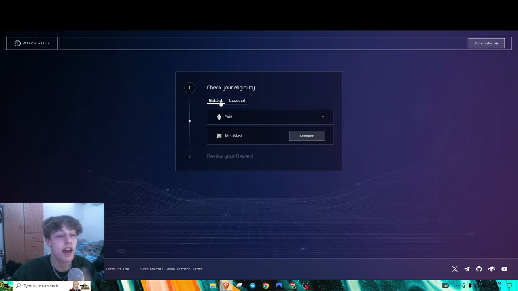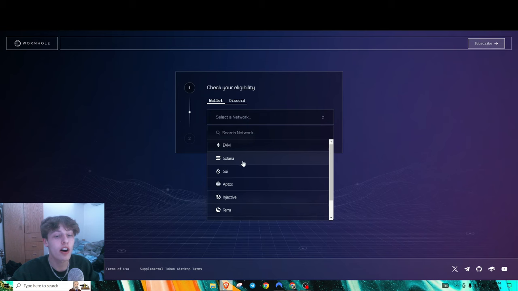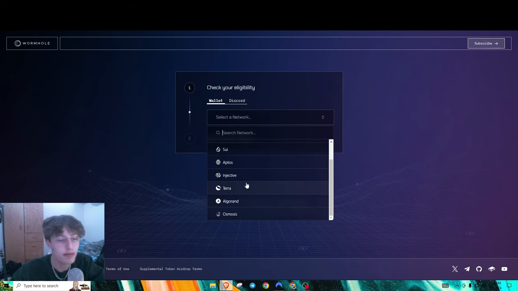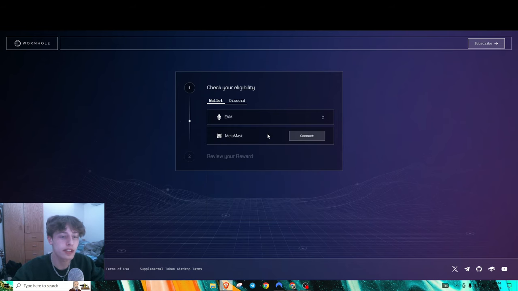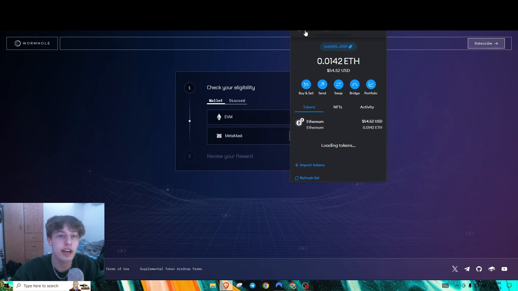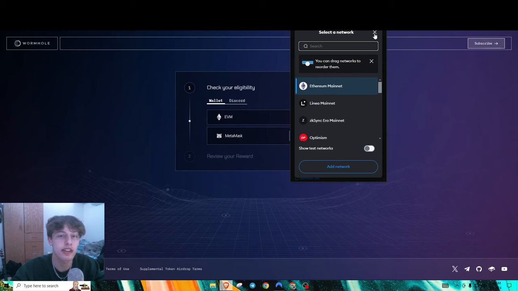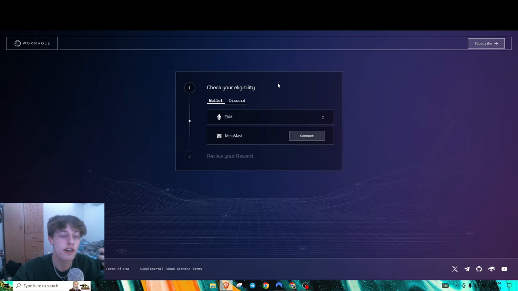So as you can see, there are a ton of different chains that, not a ton, but like 10-ish, that you could possibly qualify for. And I believe these are all separate allocations that are all different. But what you want is make sure your EVM wallet is connected to the Ethereum mainnet, just to further solidify that it'll process your stuff correctly.